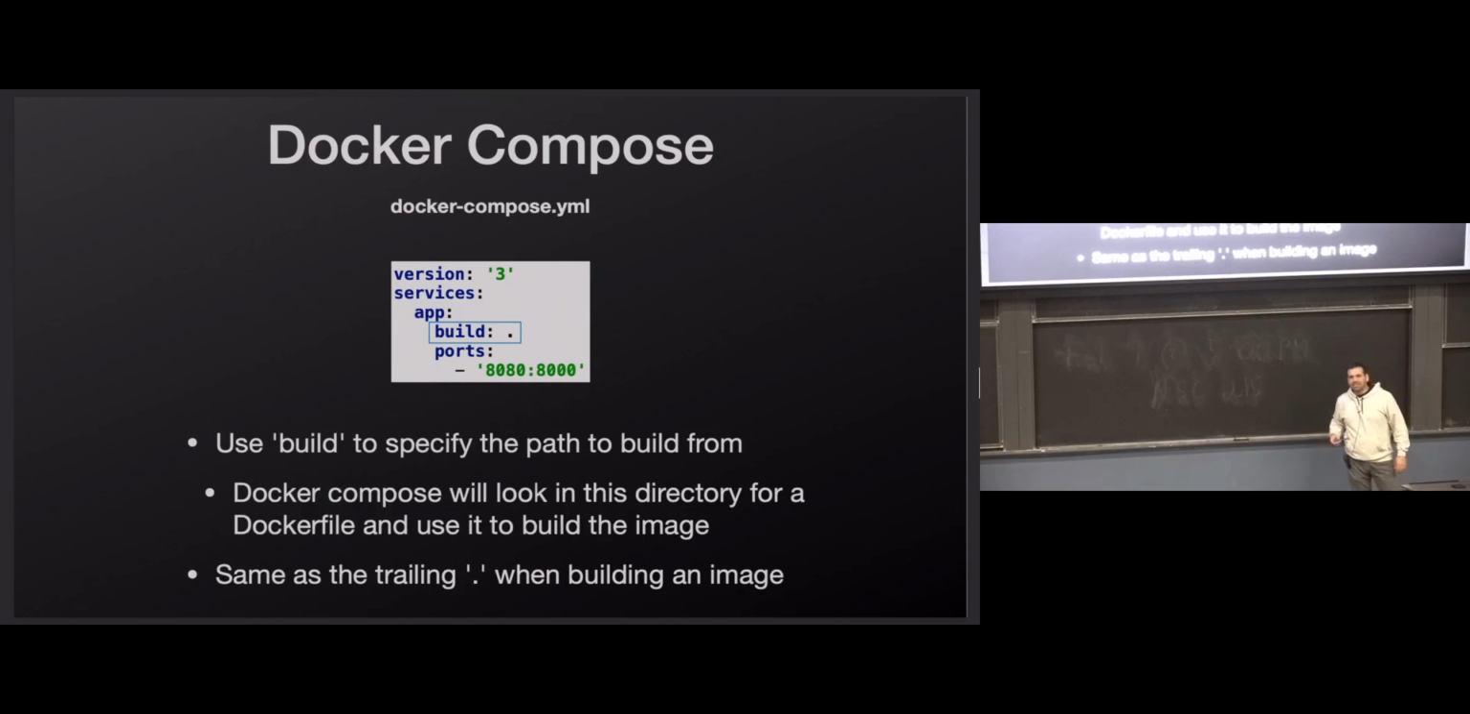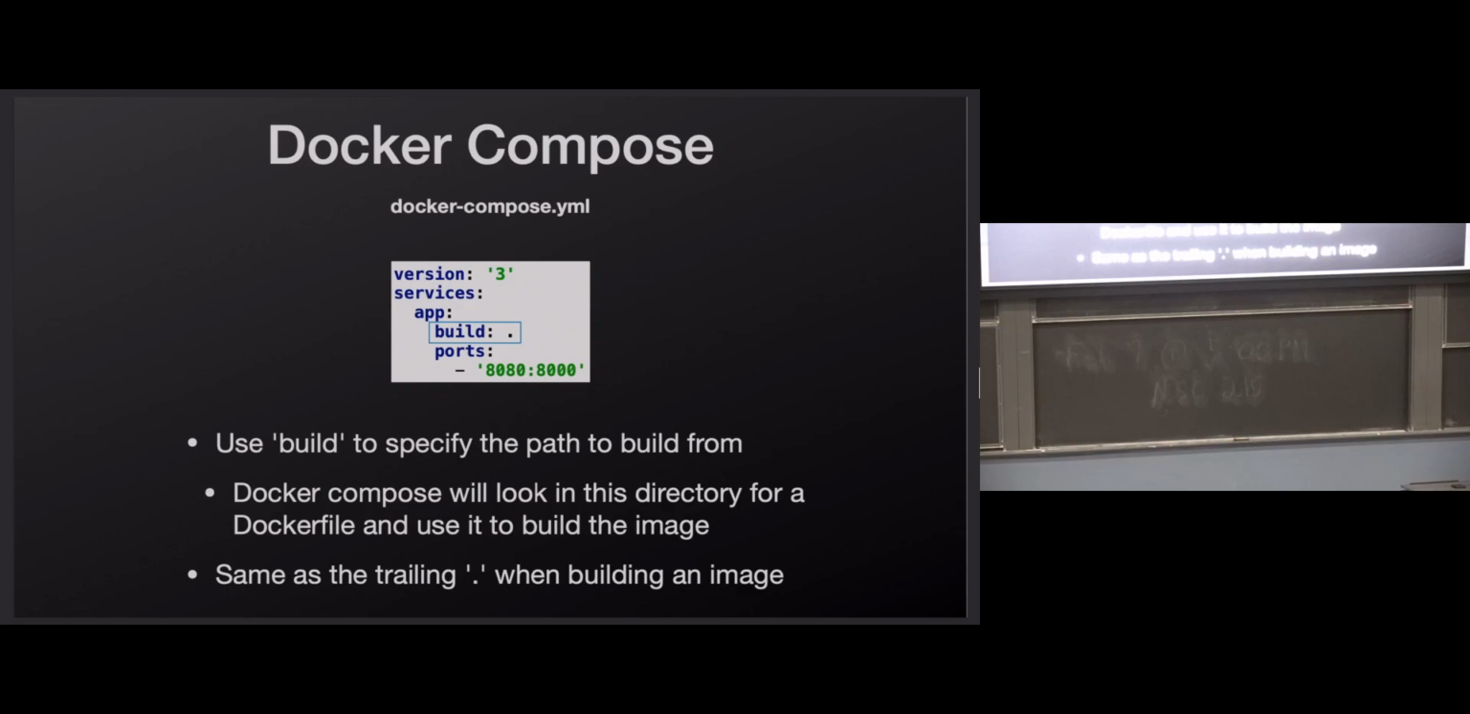Build dot. We saw dot. This is the third time we're seeing dot. First we saw copy dot dot, where dot was specifying directories, the current working directory. We saw docker build -t image name and then the trailing dot. This is doing the same thing as the build. The trailing dot was saying, look in this current directory for a Dockerfile and use that Dockerfile to build the image. Same thing here. We're specifying the directory where we're going to build that image.